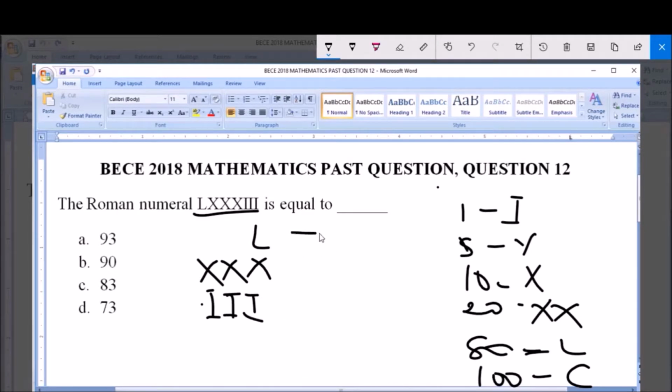Now L here is equal to what? L is 50. In the Roman numeral, L stands for 50. So we have 50. Now X in the Roman numeral stands for what? Stands for 10. And so therefore when you have 3X, that is 3 times 10, then you have 30.